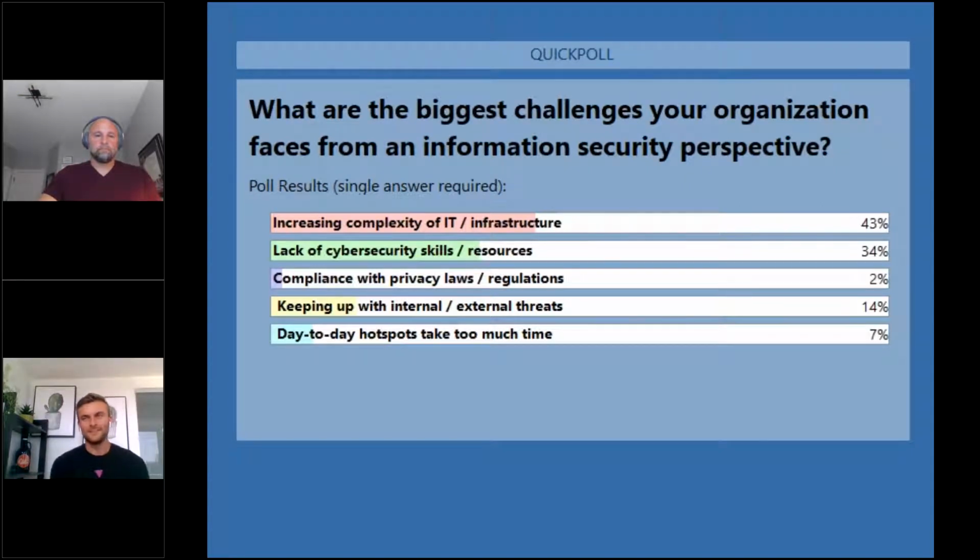Cool. I don't know if Anthony or Chris, you have anything to say, but I always hope that after these polls I'll be surprised, but yet again, I'm not surprised at the results. The increasing complexity of IT and infrastructure, that's something we're going to talk about today, but I don't think that's a big surprise. And then of course, the skills and resources, that's one that we hear about, especially related to PKI, pretty regularly. So Anthony or Chris, I'm not sure if you have any comments on that. Yeah, totally agree with you. The increasing complexity of IT and infrastructure wins every time.